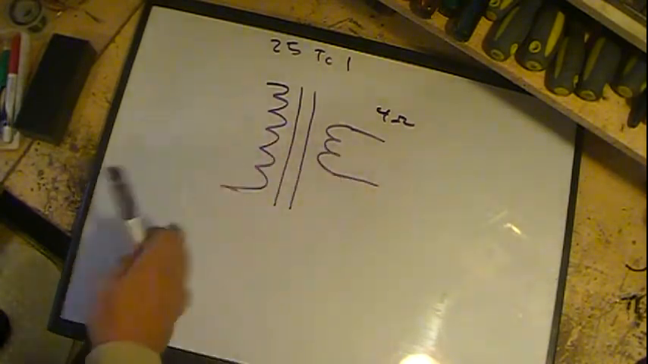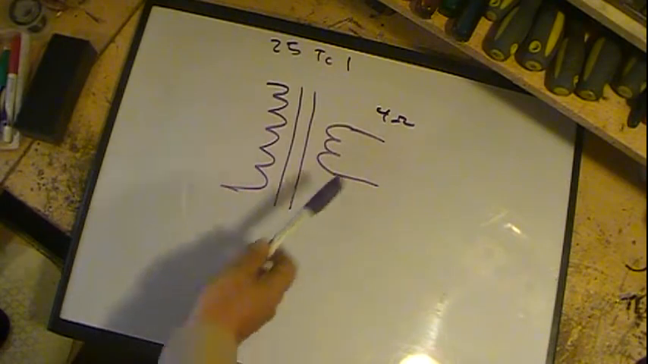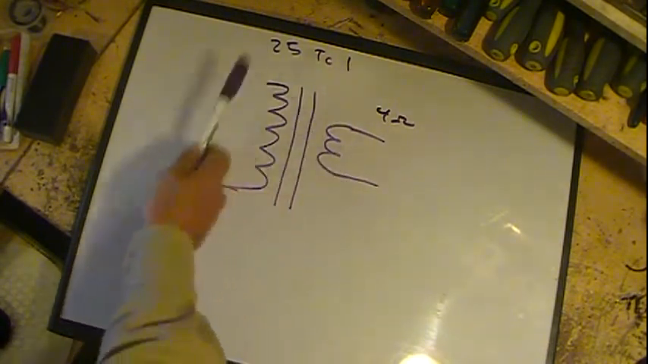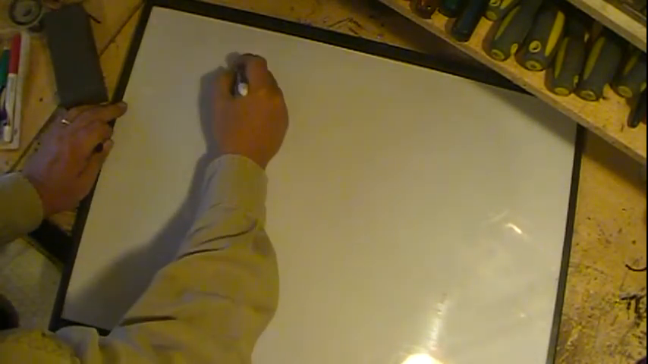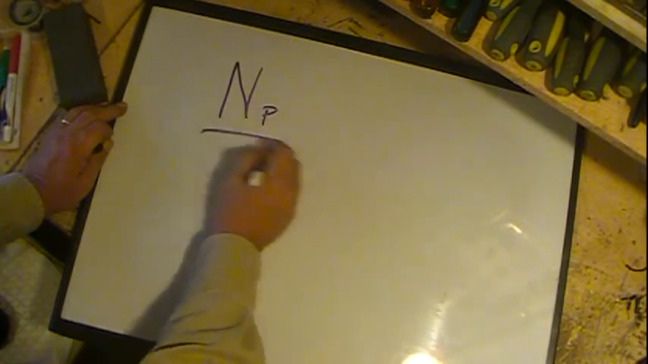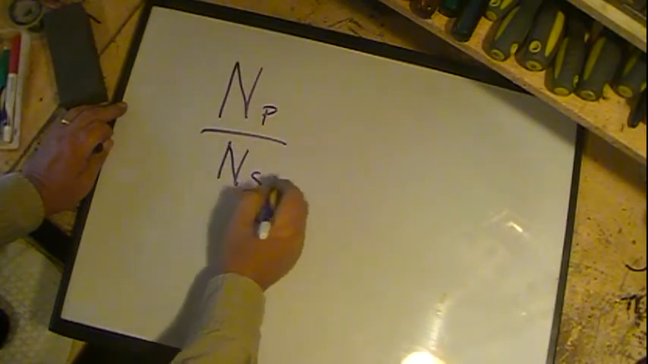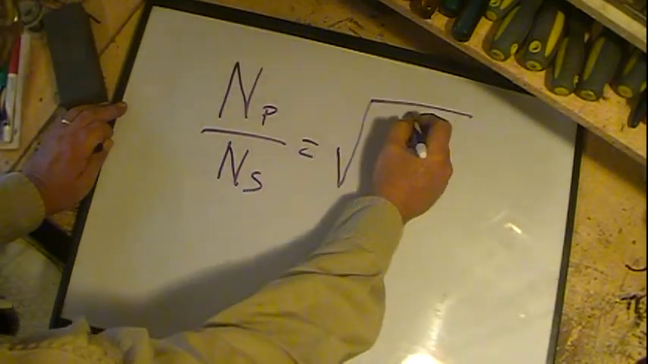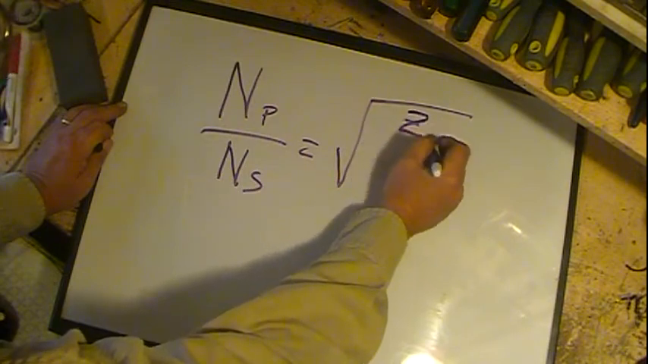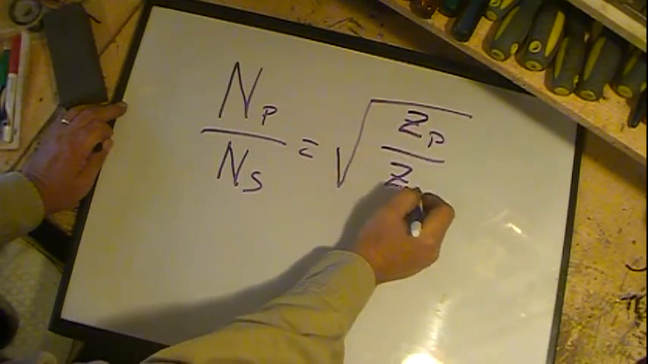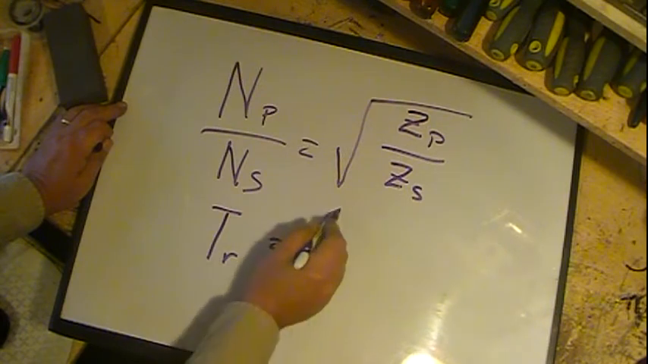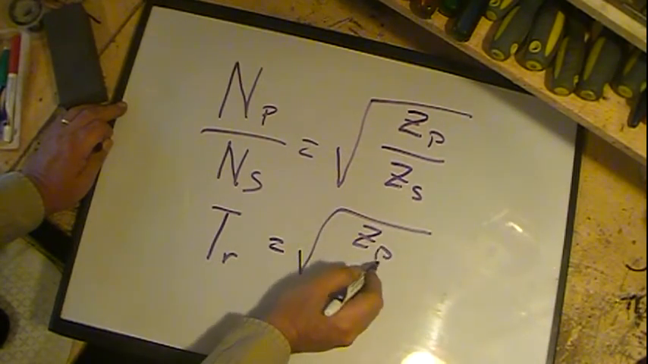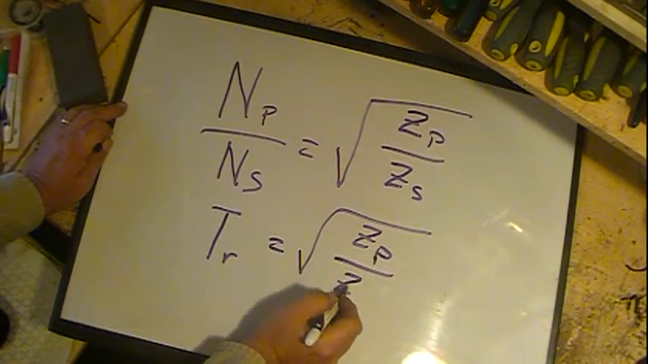But that's all impedance matching is. And this works not just for audio. This works for any transformer there is. That basic formula I showed you originally, and like I say, you can adjust it any way. You can use the square root on this side if you want, or square this side, either way. Or you can use the turns ratio equals the square root of Z primary over Z secondary, or impedance.